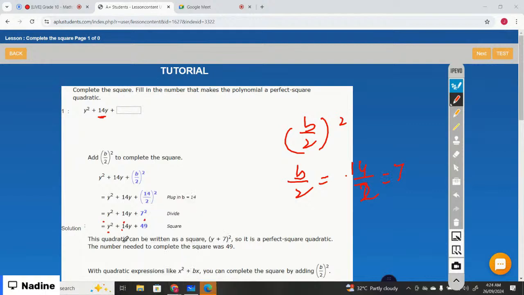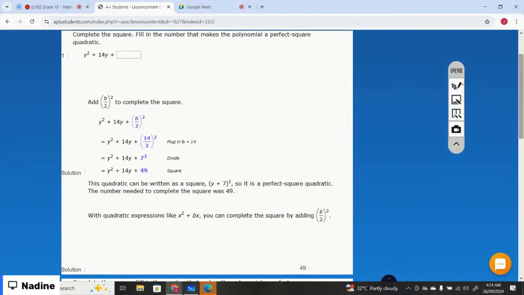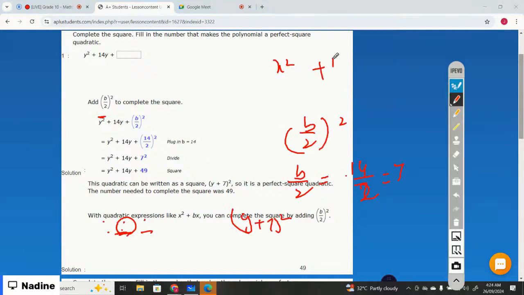Got it? So that means the quadratic expression can be written as (y plus 7) whole square. 49 is the square of 7. This is the 2ab term. Basically, whenever you have the expression written in the form x square plus bx, you always add b over 2 whole square to complete the square. And that equals (x plus b over 2) whole square. Got it? Let's just start with the practice.